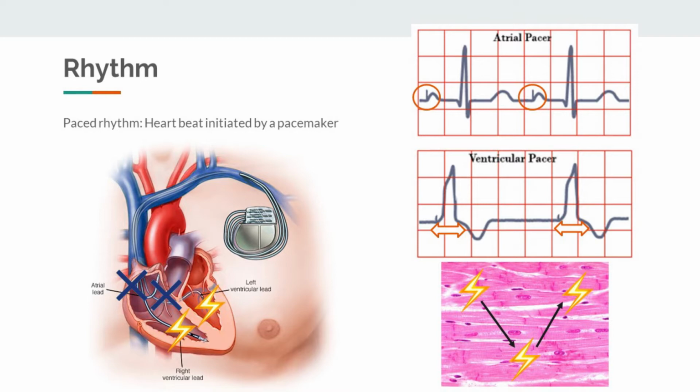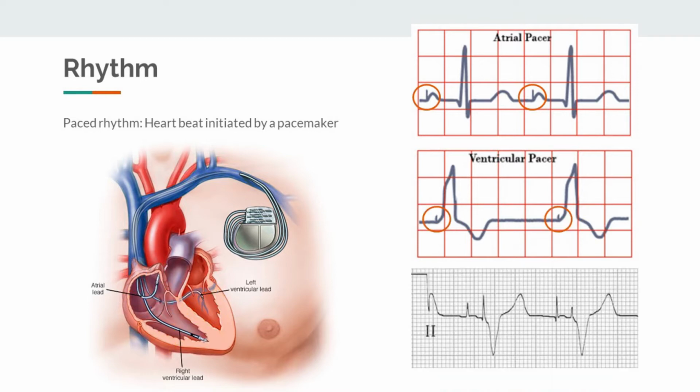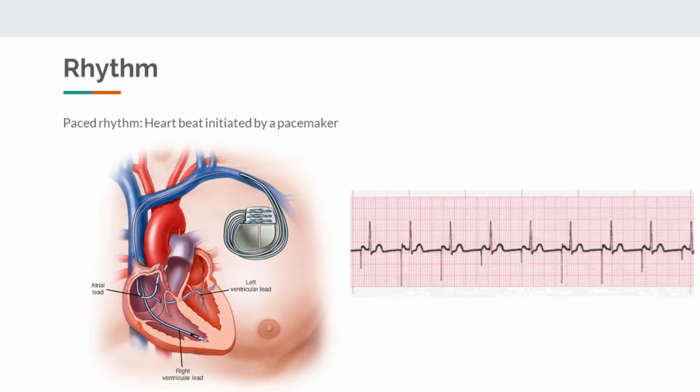Going back to paced rhythms, some patients may also be dual-chamber paced, where the pacing signals come from both the atria and the ventricles. In addition to initiating the heartbeat, the artificial pacemaker also determines the heart rate in these patients, which can be programmed at a specific number.